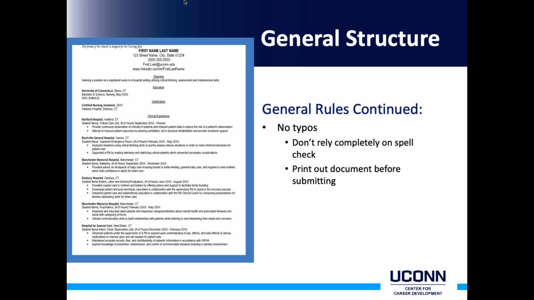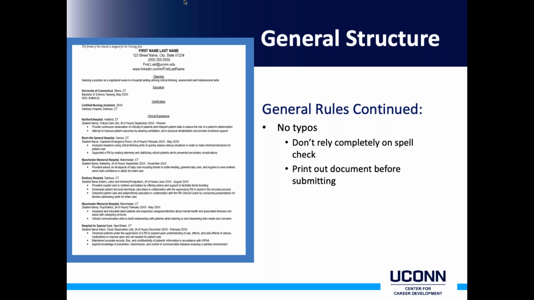So here are some more general rules. No typos. It's really important to have a solid document where your grammar is good and your typos are not there. Try not to rely completely on spell check. I've seen a lot of people who have words that are correctly spelled technically, but it's not the right word for the sentence. They were trying to say something else, and the spell check didn't catch it because it's a different word. That's where getting your resume checked by a professional or a friend, even reading it over, could be really helpful. Another thing can be printing out the document before you submit it.